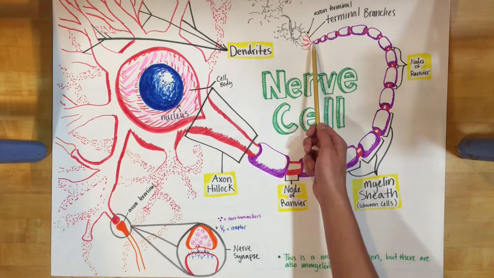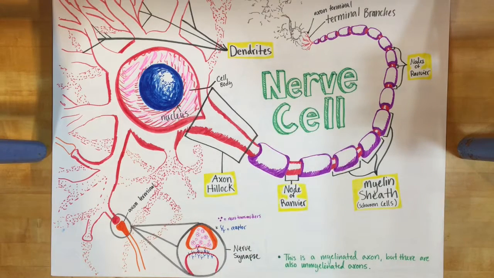This is the terminal branches, and at the ends of the terminal branches are the axon terminals. The axon terminals are at the ends of the neuron. This is where the signals are transferred to the dendrites of another neuron or onto a muscle cell.